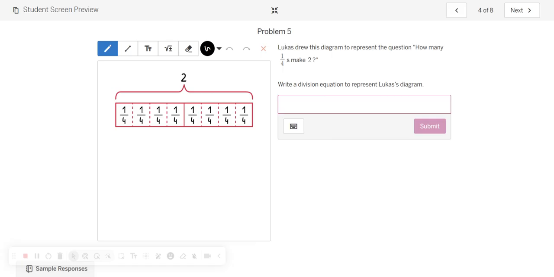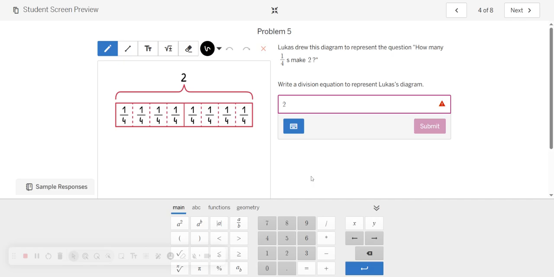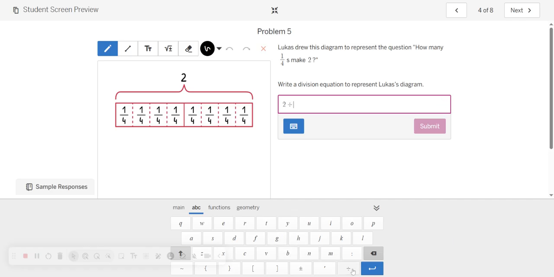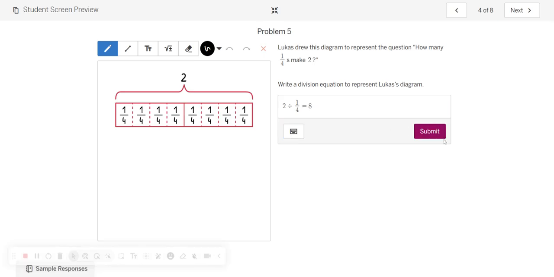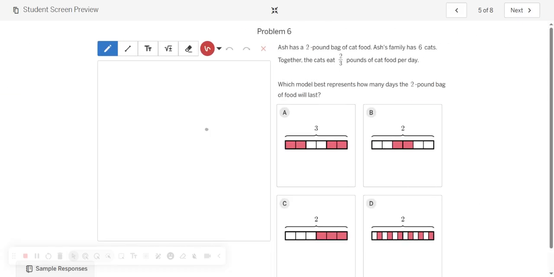And here we go. What division problem is this? That looks like 2 divided by, which is not on this list. It's under ABC. Divided by 1/4 equals, and there's 8 pieces. Submit. Here we go. To make that fraction, I just hit a slash. Sorry, I didn't explain that.